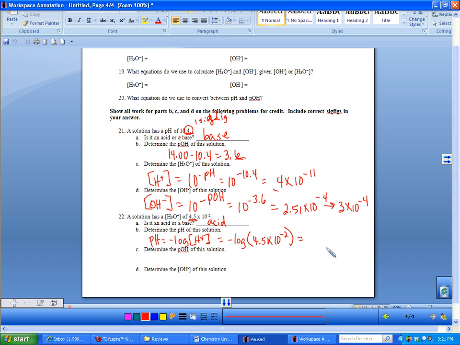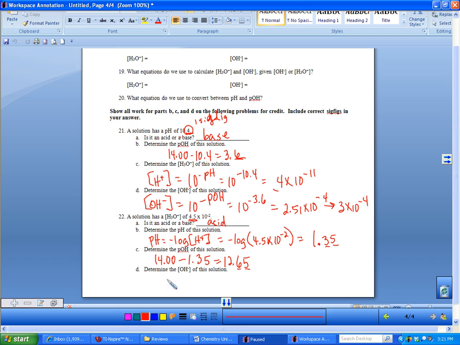which is negative log of 4.5 times 10 to the minus 2. And if I did that correctly in my calculator, I got 1.35. And here are my 2 significant figures. That again, that 1 is still my placeholder. Determine the pOH, so I said, well, 14 minus 1.35 gives me 12.65. And again, there are 2 significant digits.